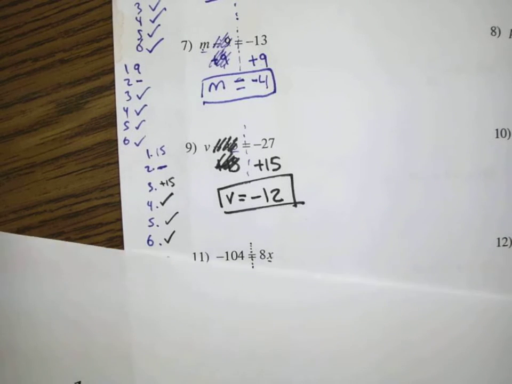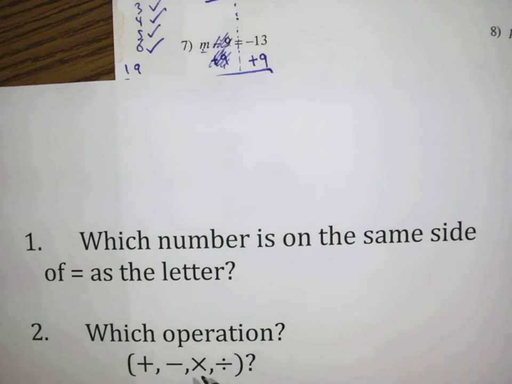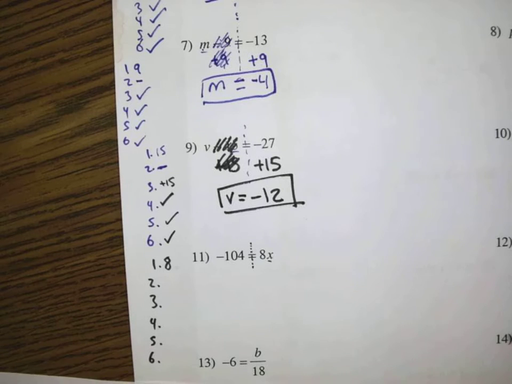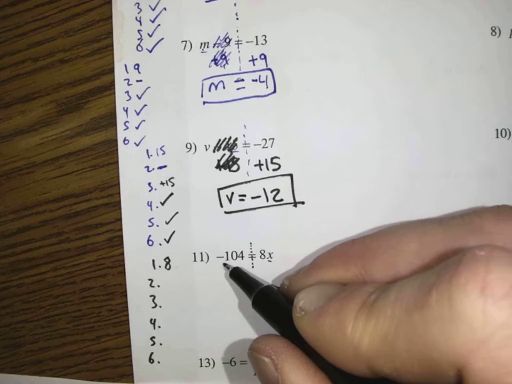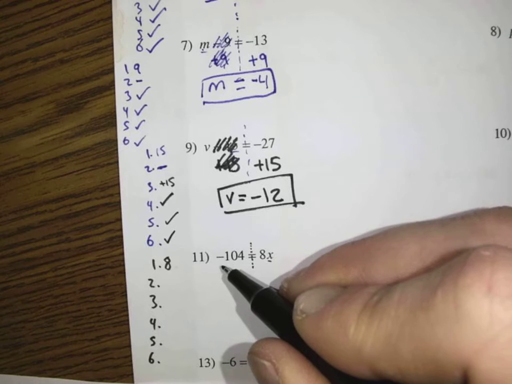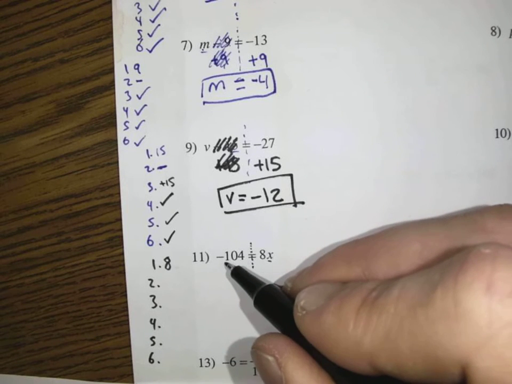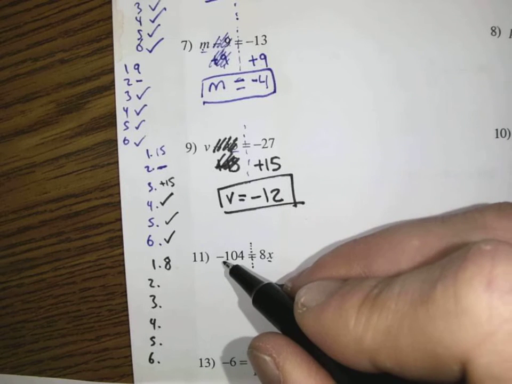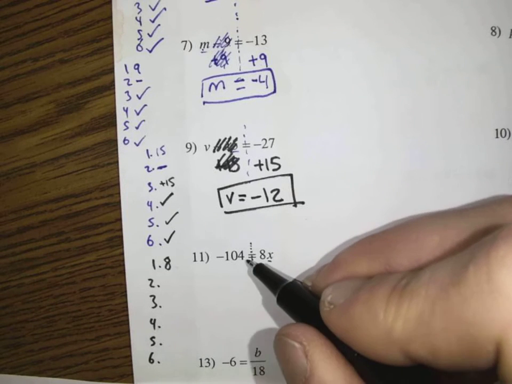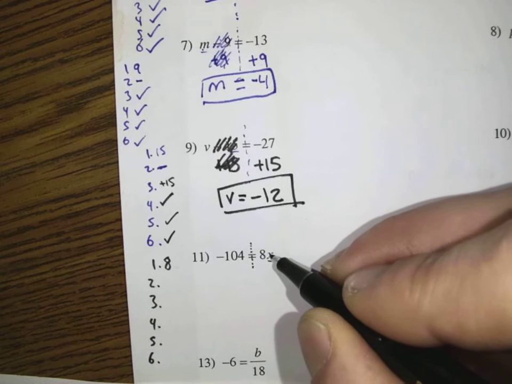And okay, the next question asks which operation? Is it adding, taking away, multiplying, or dividing? If I look, I might be tempted to say this is a subtraction question. However, there is no subtraction between the number and the letter. That is just indicating that this isn't the number 104. It's the number negative 184. However, the operation needs to be between the number and the letter, and there isn't one.